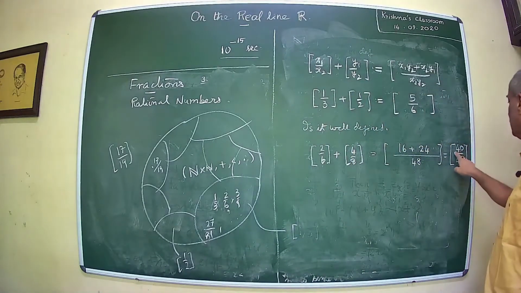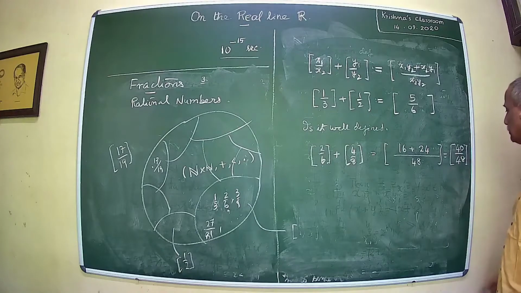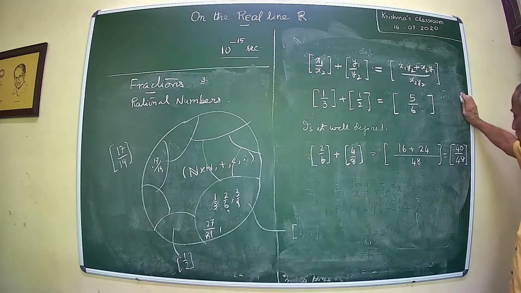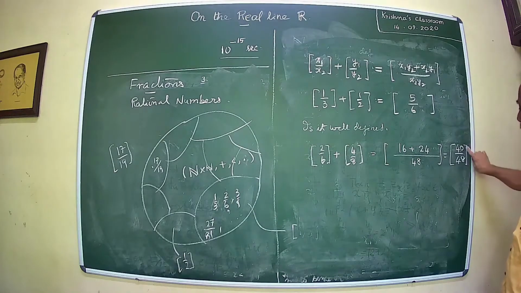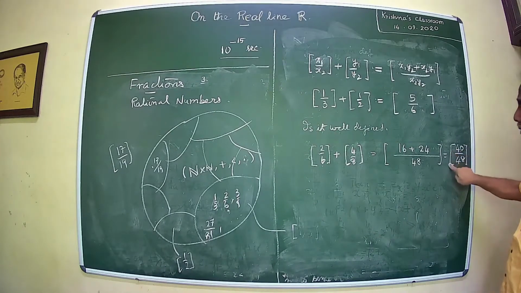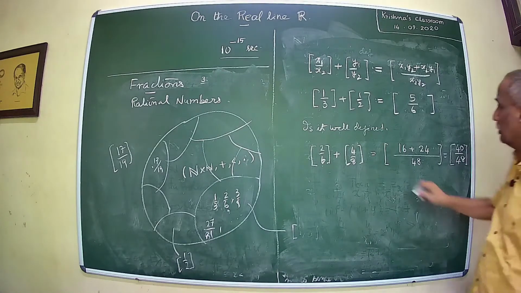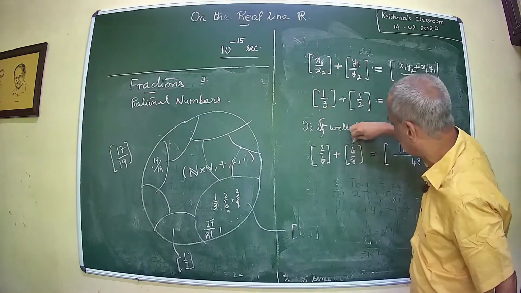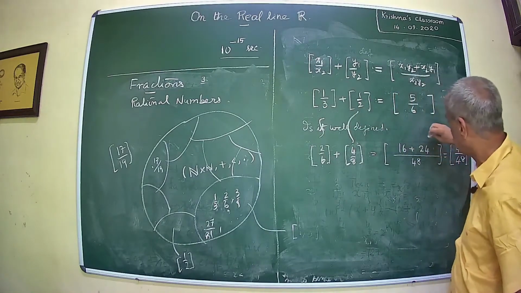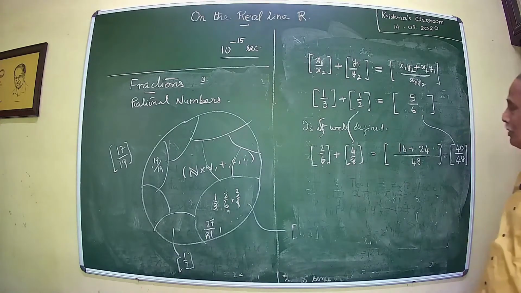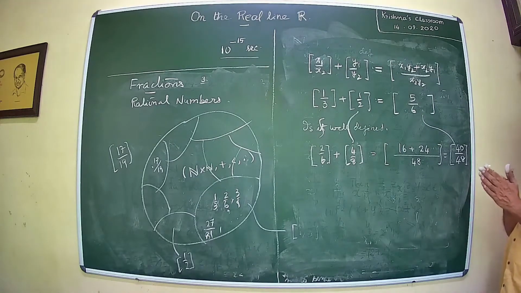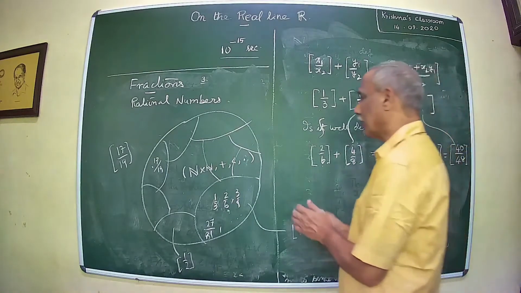So you easily see that the common factor here is what? 8 is a common factor and if you remove that, then you get 5 by 6. Okay. So this is equivalent to this, this is equivalent to this, which implies this is equivalent to this. Therefore, you see that the addition is well defined. Similarly, you can work with the order structure.